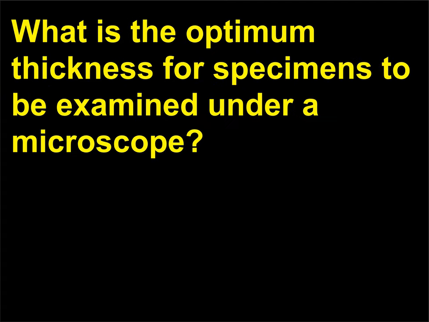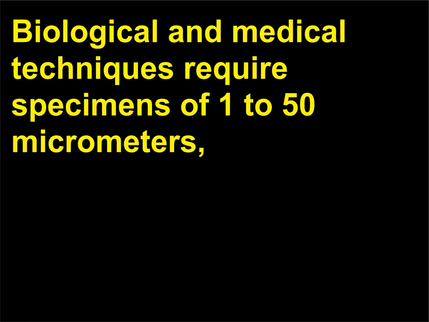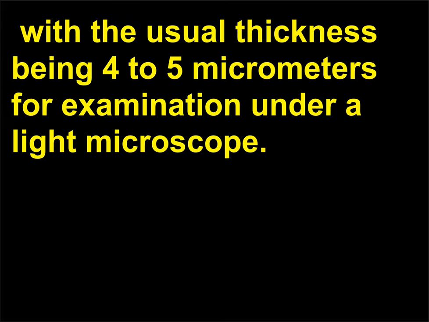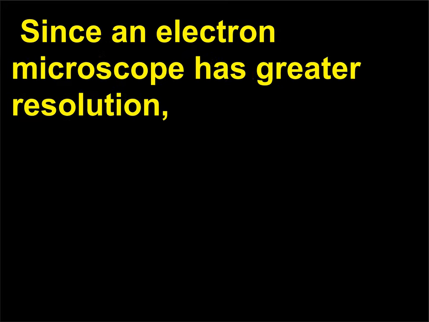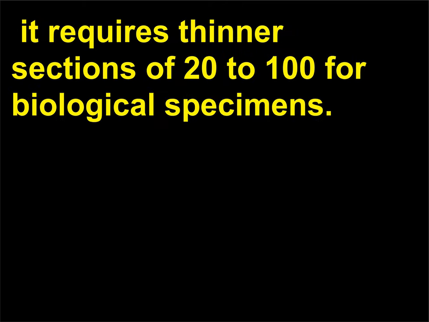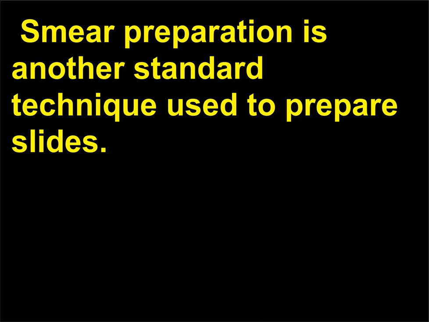What is the optimum thickness for specimens to be examined under a microscope? Biological and medical techniques require specimens of 1 to 50 micrometers, with the usual thickness being 4 to 5 micrometers for examination under a light microscope. Since an electron microscope has greater resolution, it requires thinner sections of 20 to 100 for biological specimens. Smear preparation is another standard technique used to prepare slides.